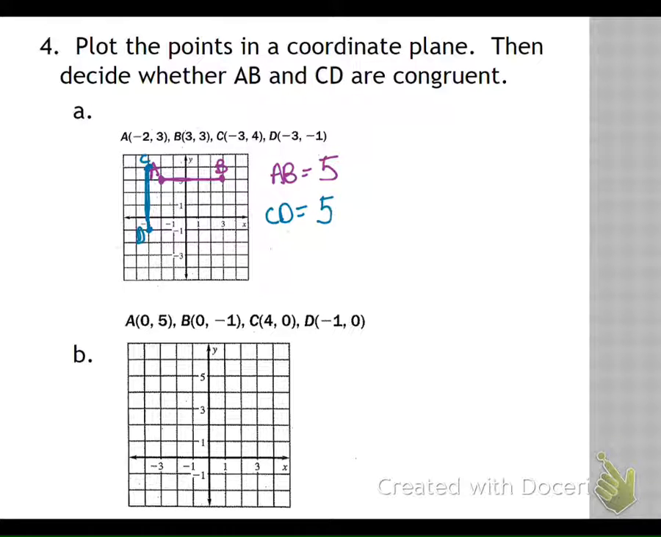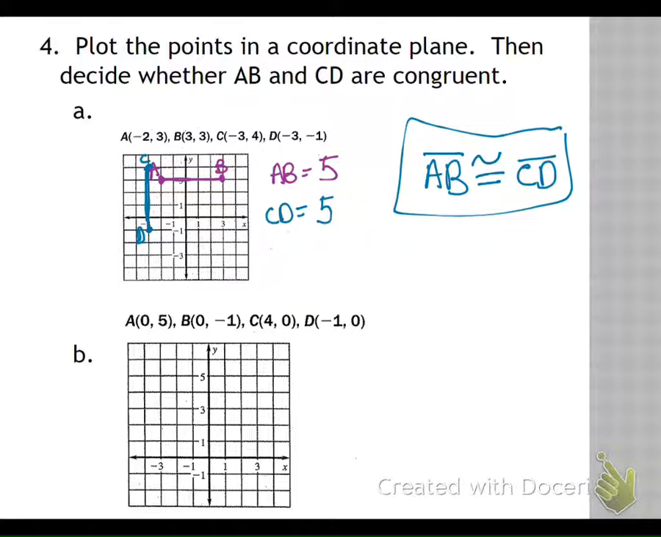Yes, it does. So we have a symbol for that, so we don't have to write out congruent each time. So we write AB. Now we're talking about the segments, so you put the line on top. So segment AB is congruent. It looks like an equal sign, but then we put that little squiggly mark on top. It's congruent to CD. So when we talk about congruence, we're going to be using this symbol all the time. So same measure, we can use the congruent symbol.